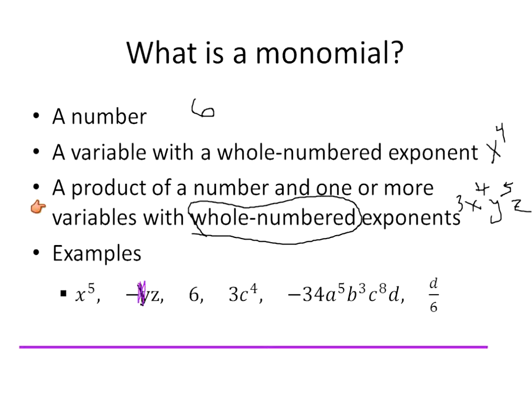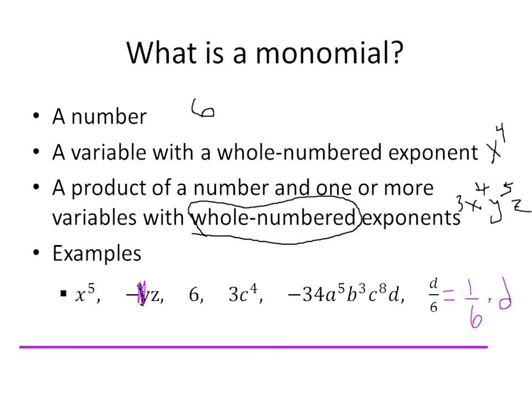So it says a product. It also shows the 6 like I had above. You have a number times a variable with an exponent. That goes with this piece right here. Here's a number, negative 34, times variables with exponents, and there's several of them this time. And then there's this one right here, and that is a monomial. But let's see why that's a monomial. D over 6 is the same as D divided by 6, but it can also be written as 1/6 times D.